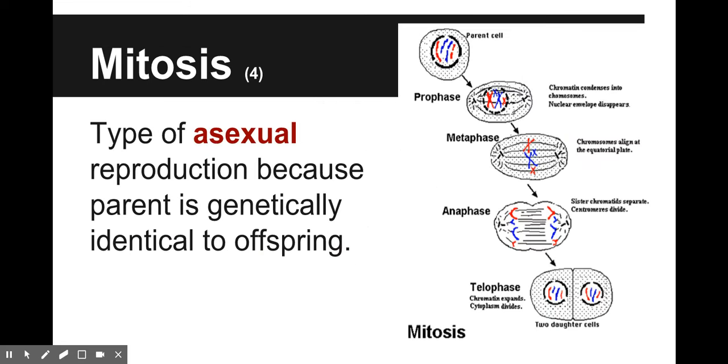So mitosis is a type of asexual reproduction because the parent cell is genetically identical to the offspring. We're going to look at this when we model it in class a little bit later, where we'll look at how the DNA inside the parent cell copies itself and then divides itself into two genetically identical daughter cells. And we call the cells that are produced through mitosis or meiosis daughter cells. It's not called the mother cell, it's called the parent cell. So it's going to be genetically identical. So it's a type of asexual reproduction.